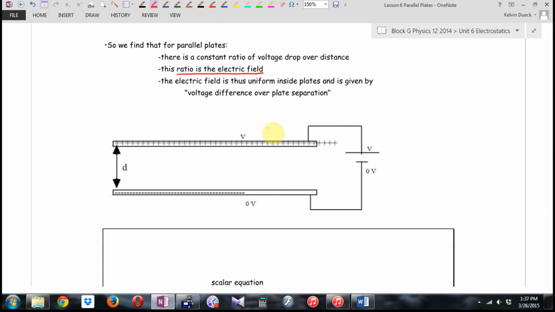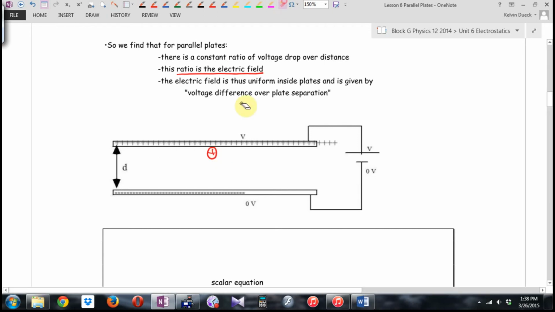So don't write this down. Let's suppose there's a positive right there. If the top is positively charged and the bottom is negatively charged, which way will it want to move? Down. Which direction is electric field? Which way will it want to move? A positive wants to move down, the electric field is down.